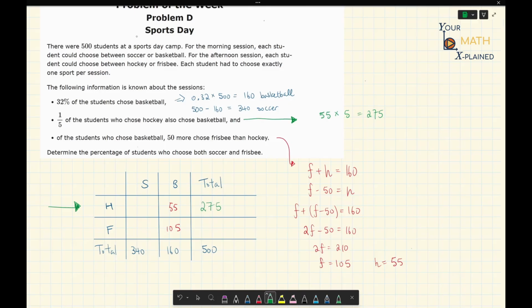Now, if there are 275 students playing hockey, we can take away the 55 that chose basketball and find that there are 220 students that chose soccer. And that makes our job a little bit easier to find the last two cells. We can see that 220 plus something should add up to the 340 at the bottom. So we'll get 120 there, and then 120 plus the 105 will give us a total of 225 here.